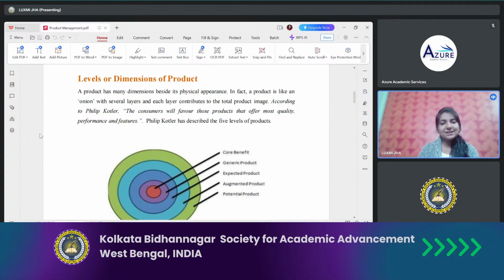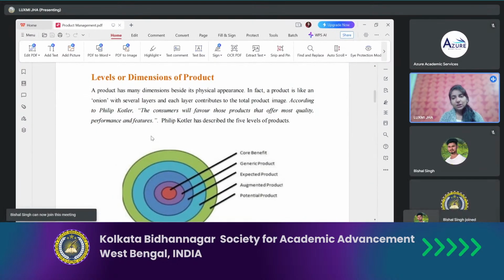In fact, a product is like an onion, which has different layers, and each layer contributes to the total product image. According to Philip Kotler, consumers will favor those products that offer the most quality, performance, and features. So when we have products offering different features and qualities, consumers will go for those products which offer the maximum benefits, or maximum utility with regard to quality, performance, features, and everything. So we have five different levels or layers of the product.